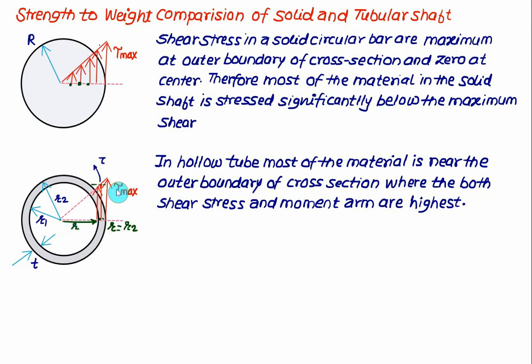And secondly, the average distribution of shear stress in the case of hollow is much higher as compared to the solid. I have taken the same cross section here, and this distribution is linear, from 0 to maximum. Therefore, there is a smaller value of the arm and a smaller value of the shear stress, whereas in the case of hollow, we have a larger value of the arm as well as a larger value of the shear stress. This is the advantage in the case of a hollow shaft.